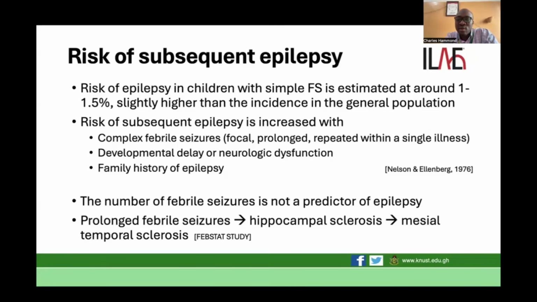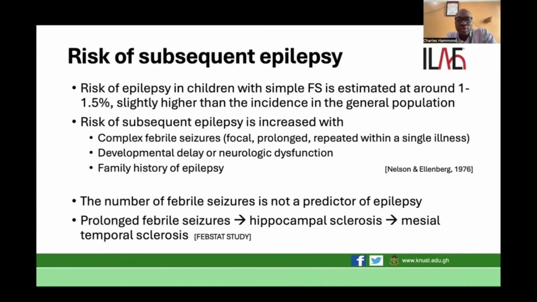And again, if there is a family history of epilepsy, that increases the risk of epilepsy in the child presenting with a febrile seizure. The number of febrile seizures is not a predictor of epilepsy. So some children could have 4 or 5 febrile seizures before they turn 6, but will not go on to develop epilepsy. The risk for developing epilepsy is based on if the seizures were complex, if the child had developmental delay or neurologic dysfunction, and then if there is family history of epilepsy.